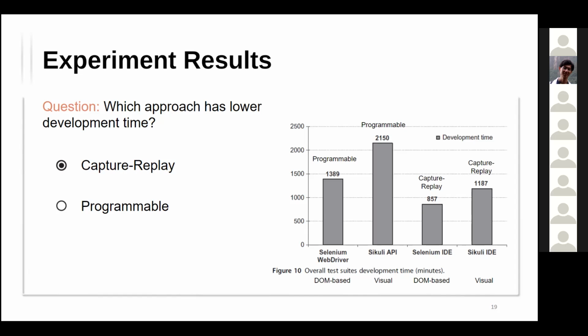I think Yijie's explanation is very intuitive. So from the very beginning, with capture and replay, the user just needs to click the buttons or type the input. Then the recorder will just record all the actions and consolidate them into a script. That seems to be more convenient than the programmer having to write each line of code to specify what action it is, right?